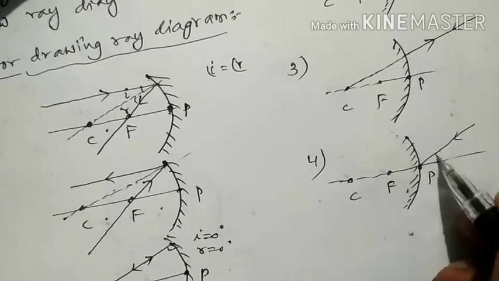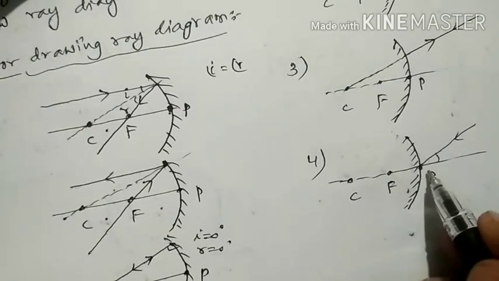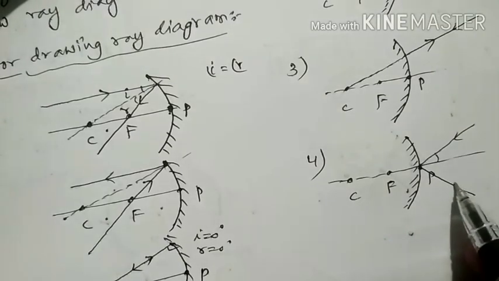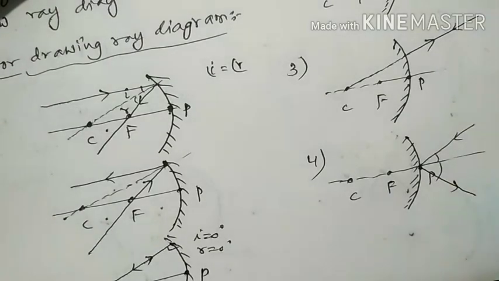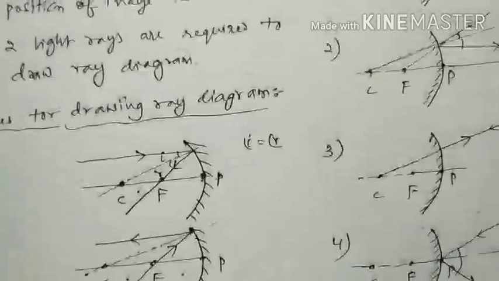Oblique incidence means it is incident at some angle. At this point it is normal. So the angle made by the incident ray with the normal, and this is the reflected ray. So the angle of incidence is equal to the angle of reflection. So these are the rules. Whenever we want to draw the diagram, we use these rules.